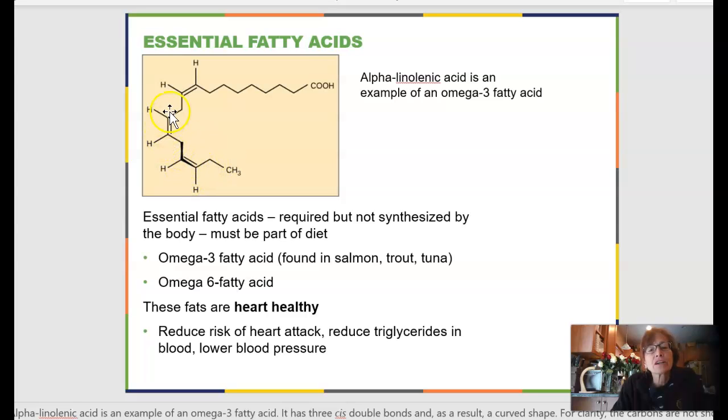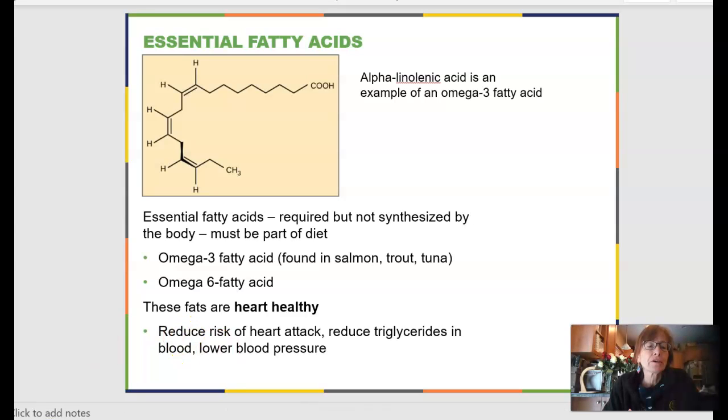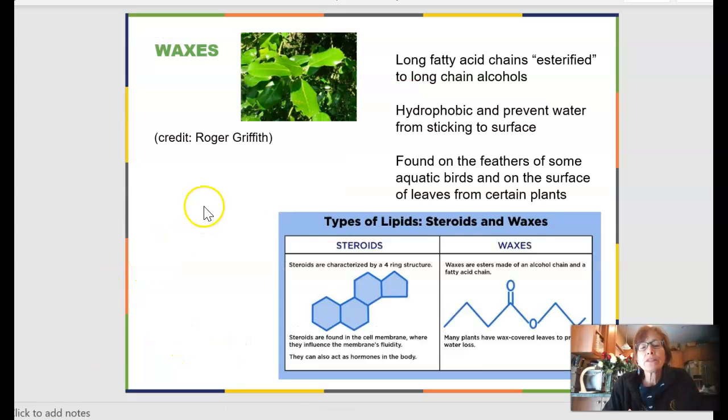And as a consequence, you can see it's very kinked or very curved. This is an omega-3 fatty acid, and it's found in fish primarily, and we can find others that are called omega-6s, and these are the ones we like. So they're essential fatty acids. We want to get them in our diet because they're healthy for us and they do good things.